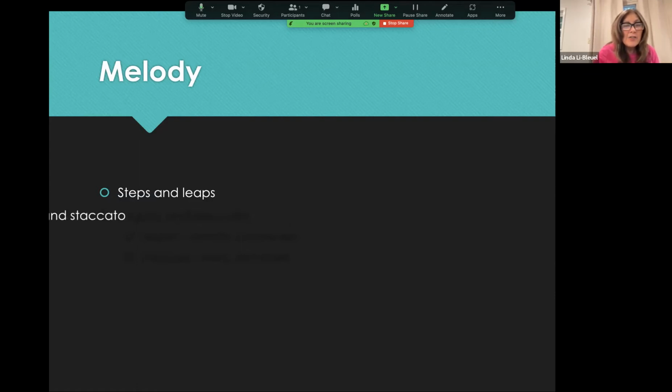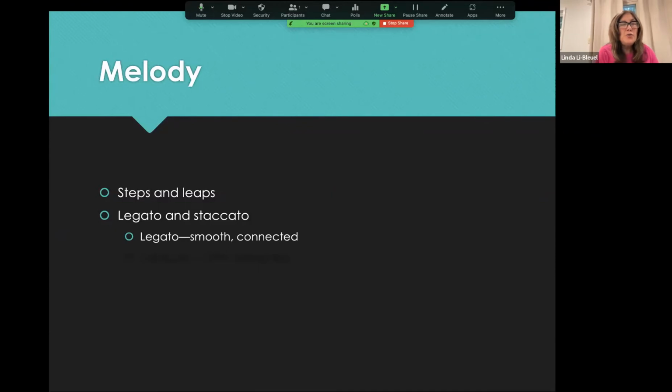Okay. The other thing the melody has is the way you play the melody. Okay, are you going to play it legato or staccato? So legato would be a very smooth, connected way of playing. If you compare that to a sport, that would be like skating, ice skating. Okay, the staccato would be very short and detached.